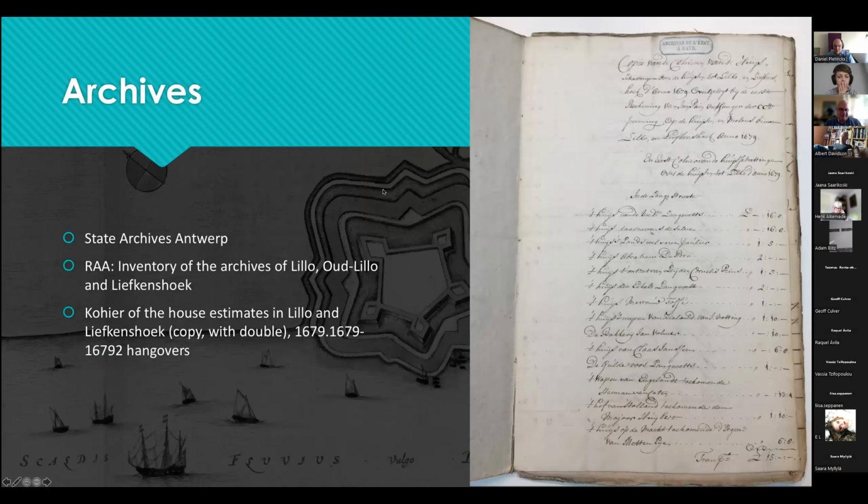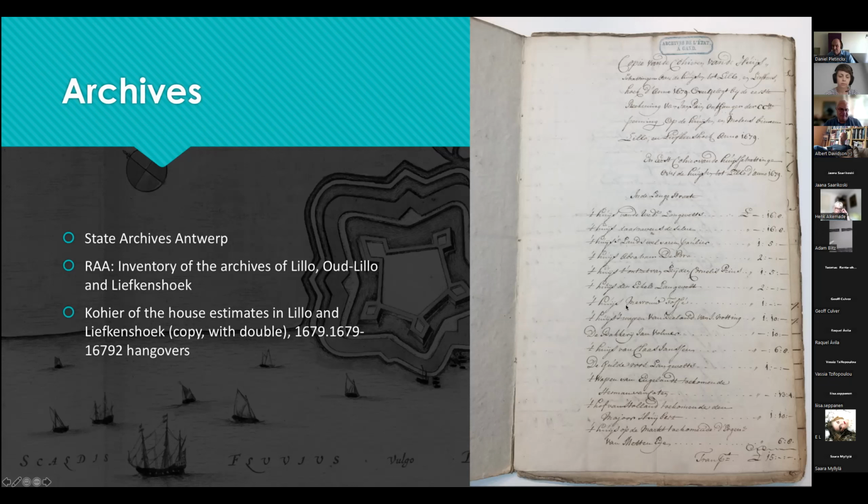Okay. So what archives were used? Most of these things are in the state archives in Antwerp. There is an archive on the Belgian level, the Rijksarchief, and also there are registers, and they give, in fact, like we have seen, the value of the houses, etc. That is all available from these archives.